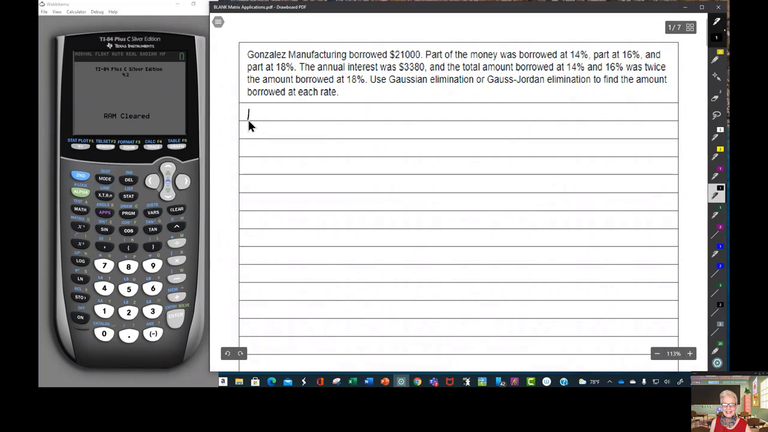So we're going to let, I'm going to use X, Y, and Z, but you don't have to. You could use A, B, and C, or any letters you want. I'm going to let X be the amount of money borrowed.